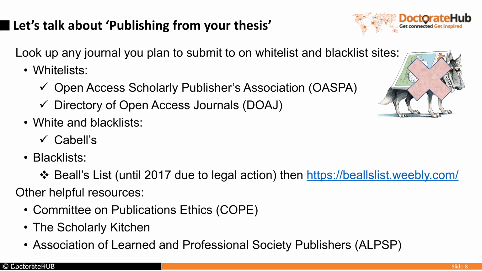Now that was available until 2017, just due to some legal actions, and then it went online. So the way to access it was through bealslist.weebly.com, which is their way around that. Certainly a very, very good list to have a look at. Other helpful resources available are the Committee on Publication Ethics, the Scholarly Kitchen, and the Association of Learned and Professional Society Publishers. Those give you areas where you can go and check the journal you are interested in publishing with.